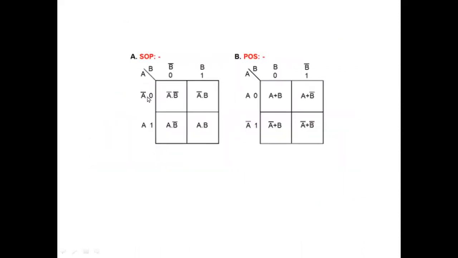in SOP form, 0 is represented by complement and 1 is represented by true value. Whereas in POS form, 0 is the true value and 1 is the complement of the variable. Okay.